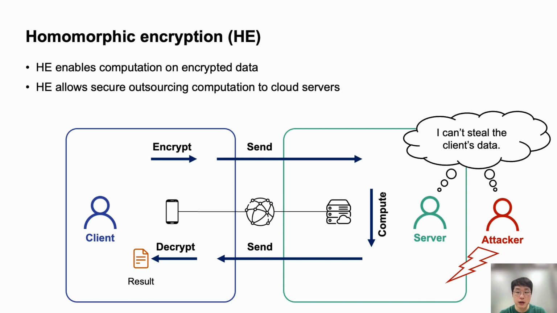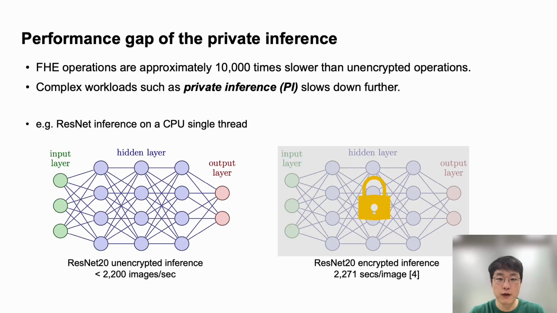Among many HE schemes, we set out to use the ResNet20, which supports fixed-point data type. However, the performance gap is huge. FHE operations, for example multiplication, are approximately 10,000 times slower than the unencrypted counterpart. In addition, as shown in figures, complex workloads such as private inference slow down further.